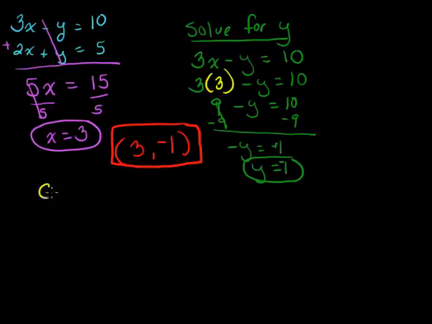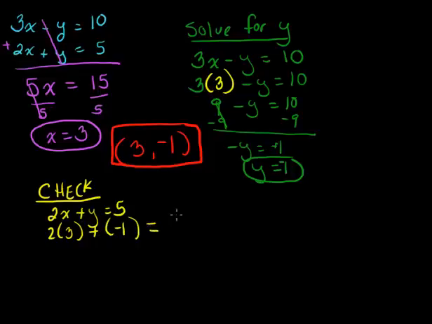All right, so let's check. Okay, so we're going to check with the other equation. So 2x plus y equals 5. Well, 2 times 3 plus negative 1 equals 5. So we're asking, is this true? 2 times 3 is 6. 6 plus negative 1 is 5.